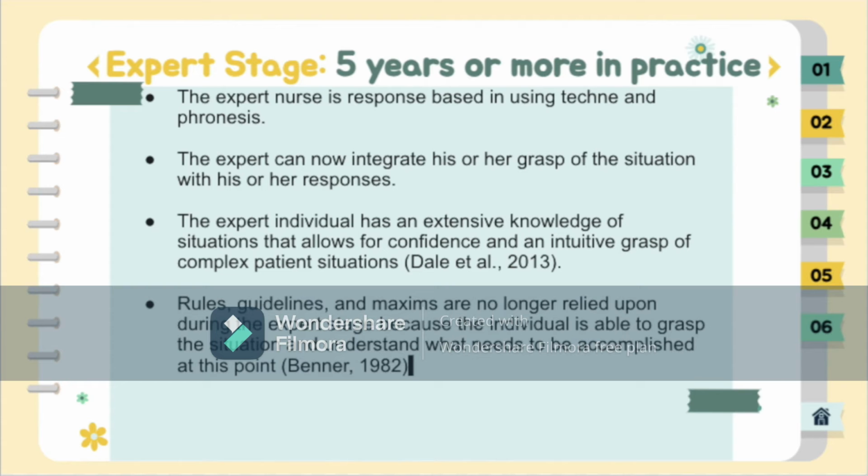Lastly is the expert stage, which takes 5 years or more in practice. So the expert nurse is response-based in using technique and phronesis. The expert can now integrate his or her grasp of the situation with his or her responses. The expert individual has an extensive knowledge of situations that allows for confidence and an intuitive grasp of complex patient situations. So, the rules, guidelines, and maxims are no longer relied upon during the expert stage because the individual is able to grasp the situation and understand what needs to be accomplished at this point.